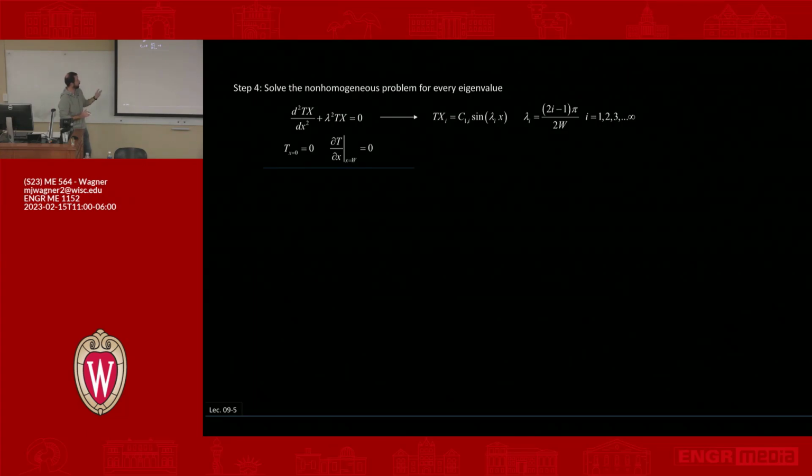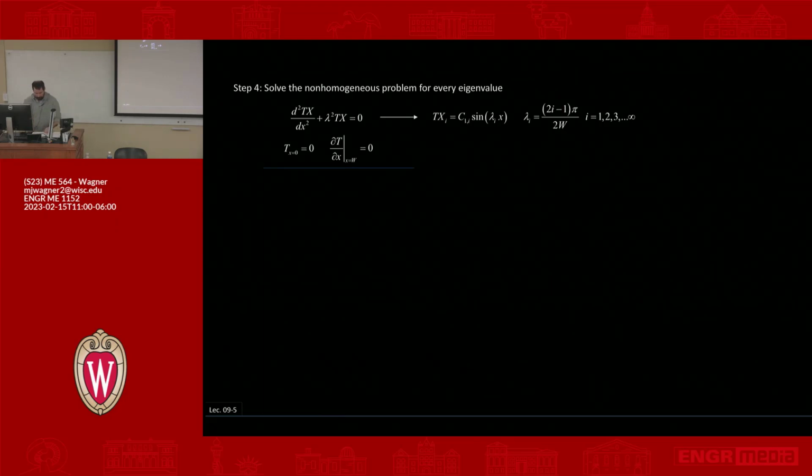It's valid. The important thing I wanted to say is that this gives us now Tx, but it gives us infinitely many Tx's because we have infinitely many lambdas, so we have infinitely many constants. So we have Tx at I for some index is C1 at I times the sine of lambda I x. We have this family of solutions Tx. That's the end result of the previous slide. Now step 4 is we're going to solve the non-homogeneous problem for every eigenvalue of lambda that we have now.